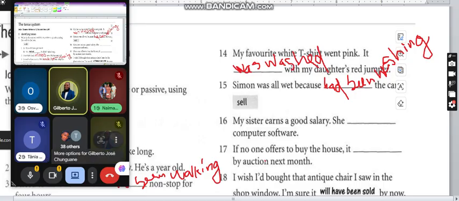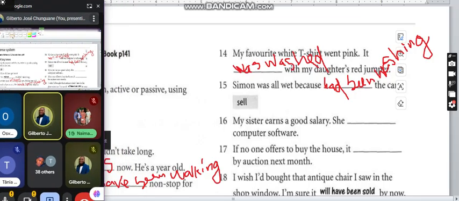Okay, that answer is correct. The way you justified it also makes sense, combined with how your previous colleagues have answered. So it should be, of course, she sells computer software. So we use present simple tense. My sister earns a good salary. She sells computer software. Let's go to number 17.